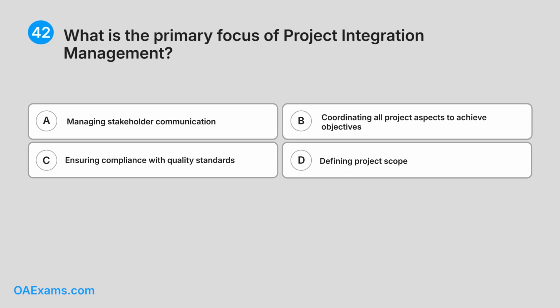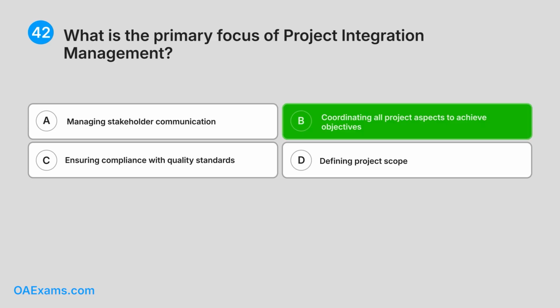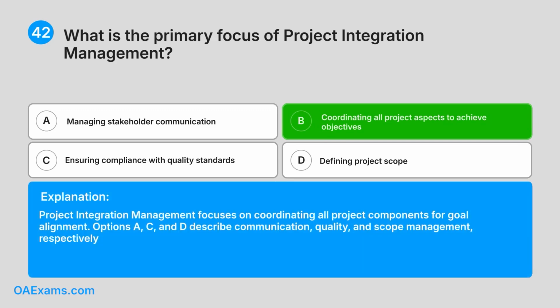Correct answer: B. Coordinating all project aspects to achieve objectives. Explanation: project integration management focuses on coordinating all project components for goal alignment. Options A, C, and D describe communication, quality, and scope management respectively.